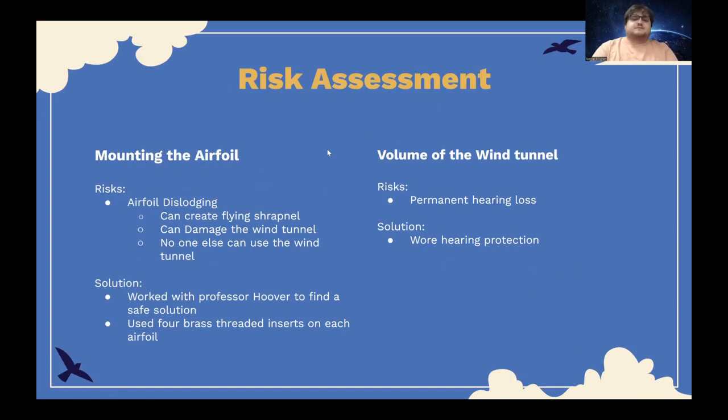For our risk assessment, most align with running the wind tunnel, as if the airfoils are not secured down properly, they could fly out of the wind tunnel and create shrapnel and cause damage to the wind tunnel and people. We worked with Professor Hoover to find a safe way to mount them, and because of that, we reduced the risk greatly. And another form of risk is that the wind tunnel is very loud and could cause hearing loss. So we provided hearing protection at the wind tunnel.